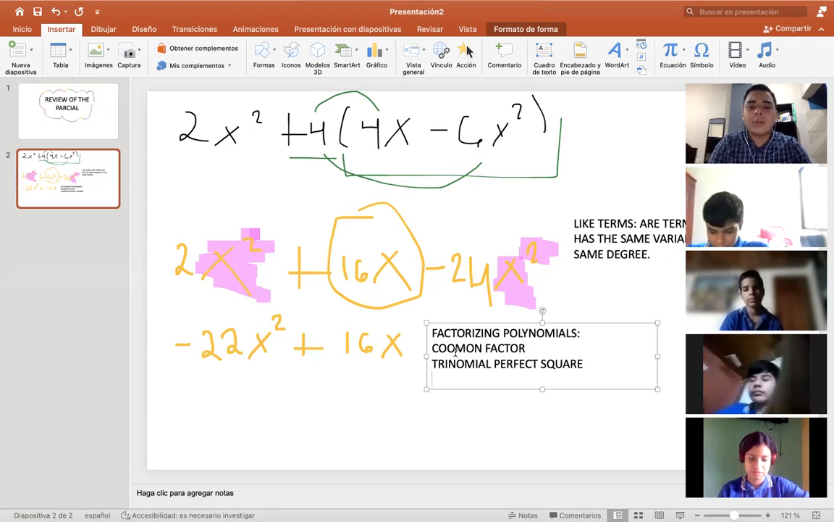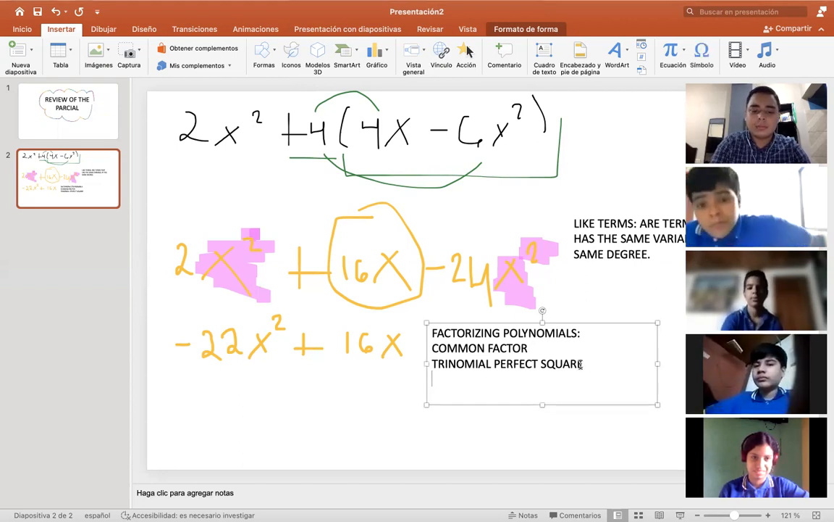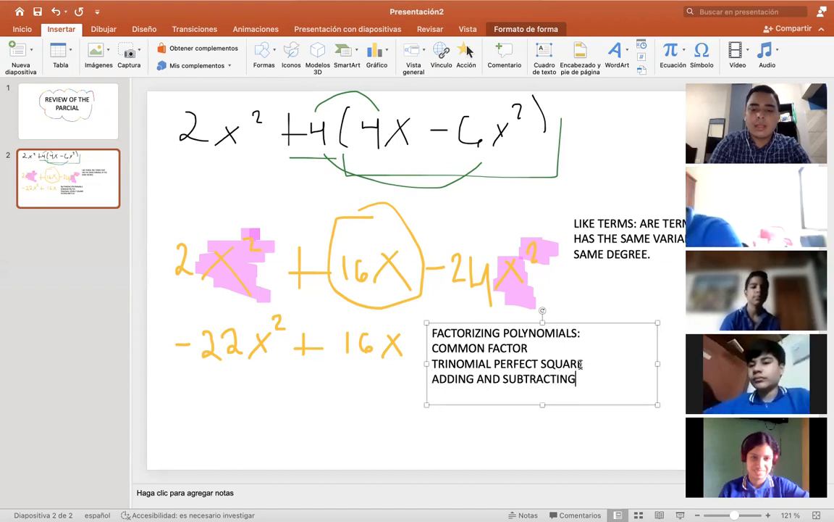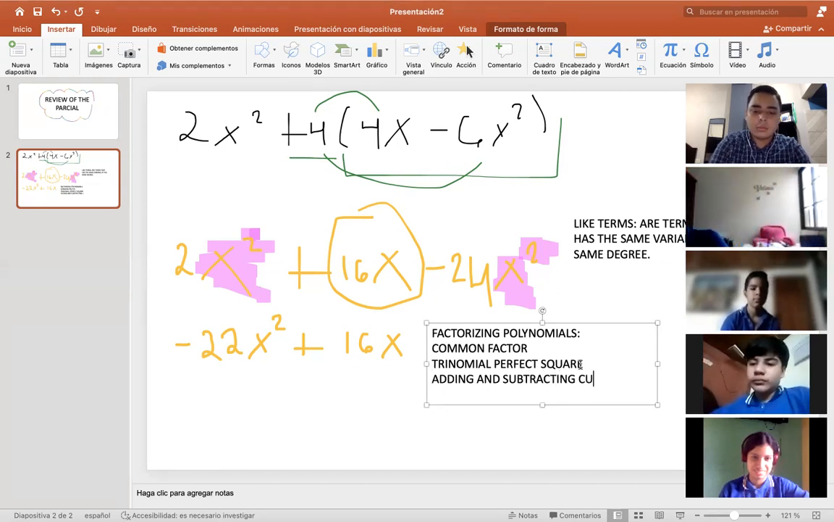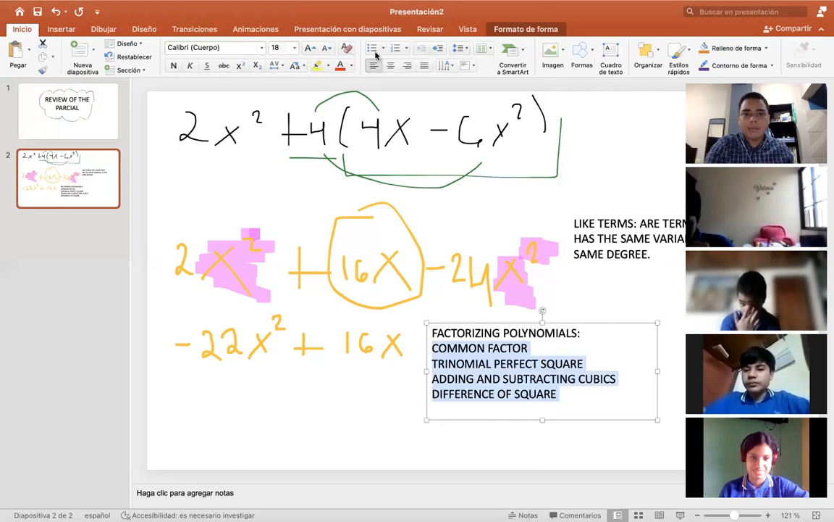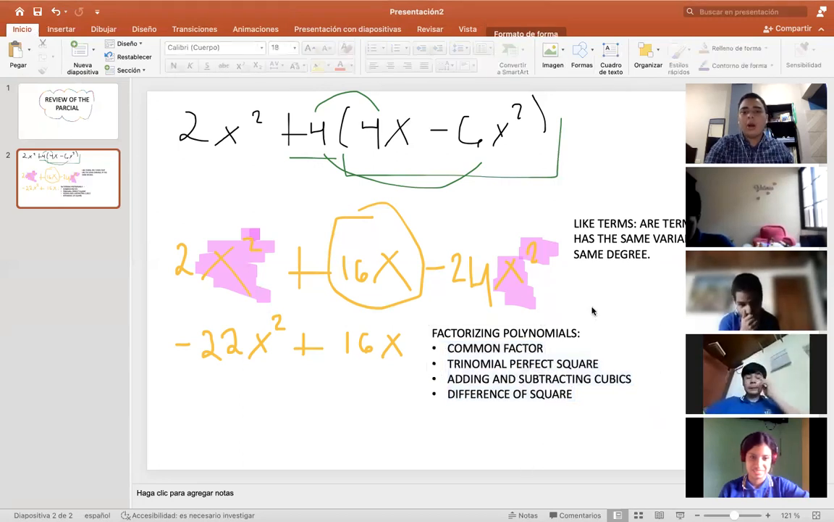Common factor. I made a mistake here. Common factor, trinomial perfect square. Which is the other one? Adding and subtracting cubics. And the last one? Difference of a square. Yes. So here we have our 4 methods of factorizing polynomials.